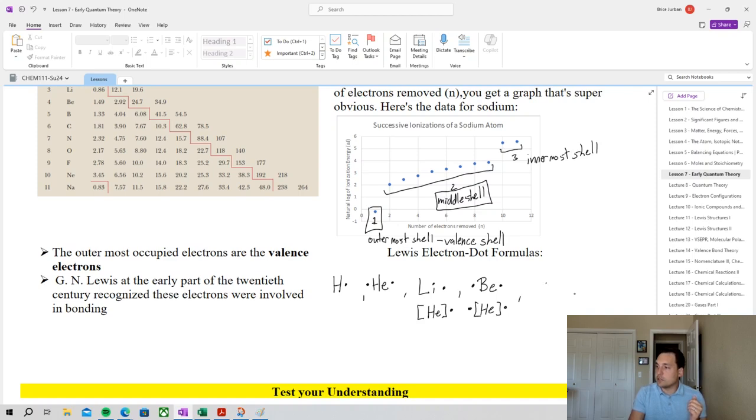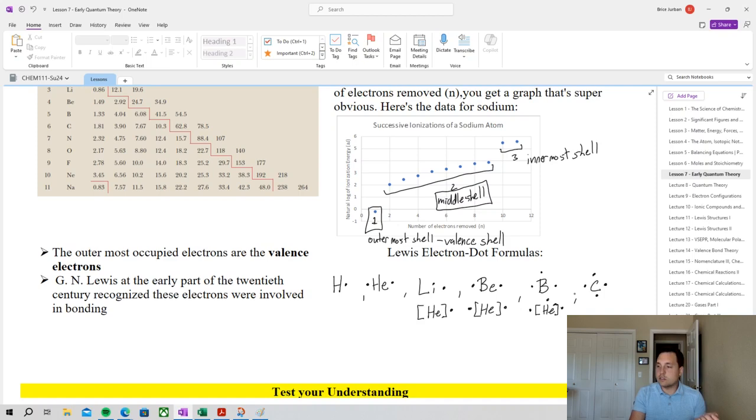The next element is boron. Now, boron has 3 valence electrons. So this is the first element with 3 valence electrons, and we can put one on each side of boron. The inner shell notation would be helium with 3 dots. And then carbon is going to have 4 dots around it.